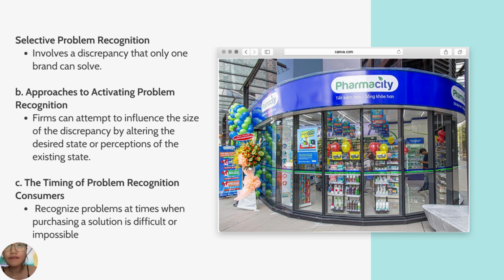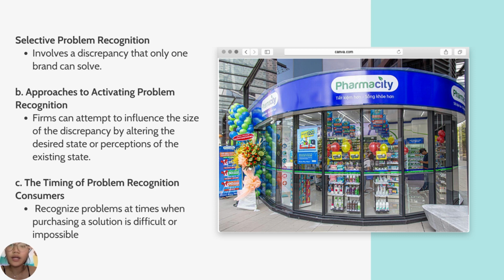So the next one is selective problem recognition. Firms try to cause selective problem recognition to gain or maintain market share, whereas increasing generic problem recognition generally results in expanding the total market. So we move to approaches to activating problem recognition. Firms can attempt to influence the size of the discrepancy by altering the desired state or the perception of the existing state. Firms can also attempt to influence the perception of the importance of an existing discrepancy.